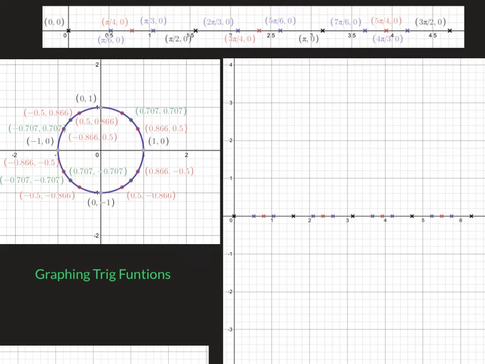All right, let's get to graphing trig functions. So we're going to start with the basics. We're going to graph y equals sine x, y equals cosine x, y equals tangent of x. And I'm also going to introduce y equals cosecant x, and y equals secant x, and y equals cotangent of x.